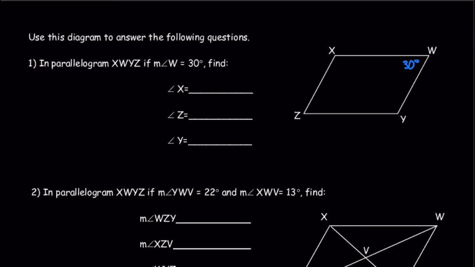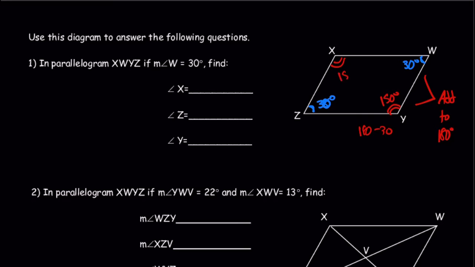So here's what we know. The opposite angles are equal. So W and Z are going to be equal. So I know right away that's 30 degrees. I also know that X and Y will be equal, and that these two add to 180 degrees. So to find this missing angle, I just have to take 180 minus 30. That's going to be 150.